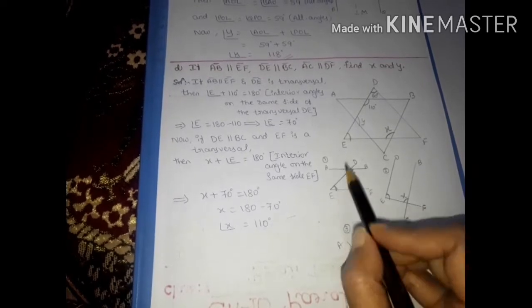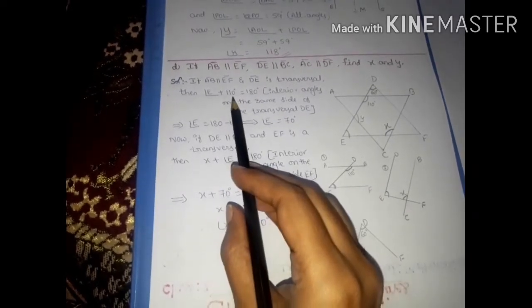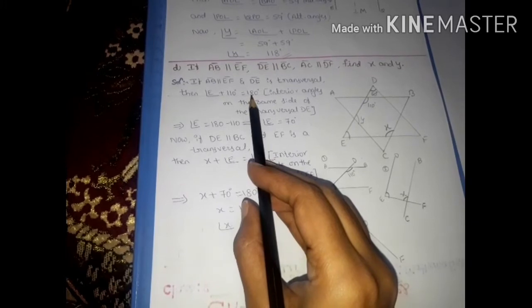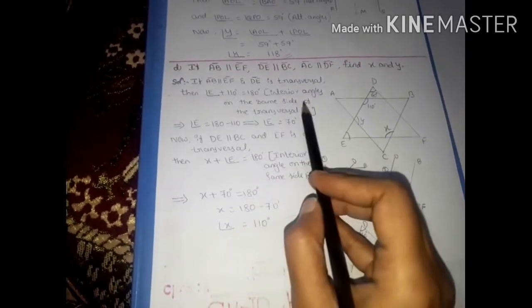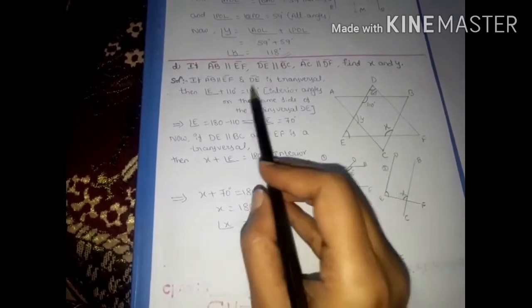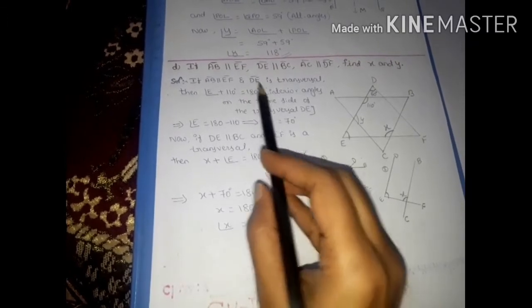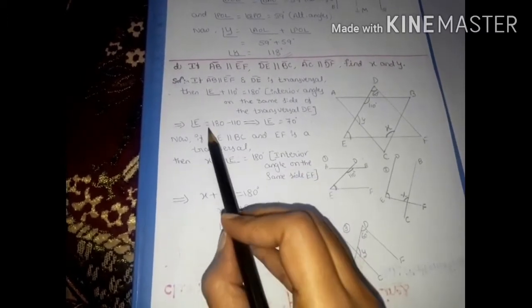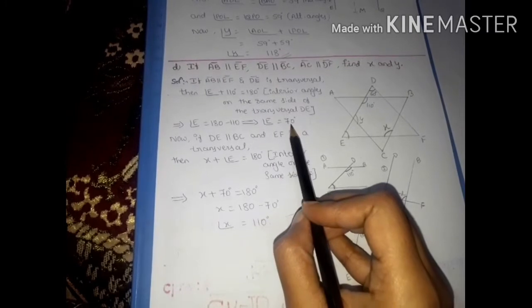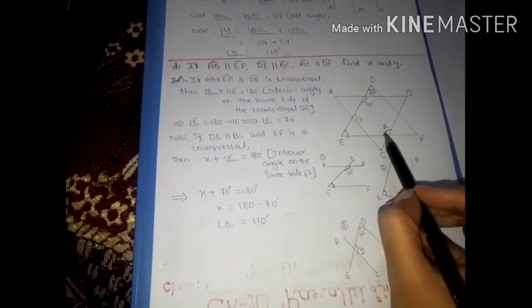Here 110 degree is already given. Angle E you have to find. Angle E plus 110 degree is equal to 180 degree because interior angles on the same side of the transversal DE are always supplementary. Using this you can find angle E. Angle E we got 70 degree. Now next we have to find angle X.